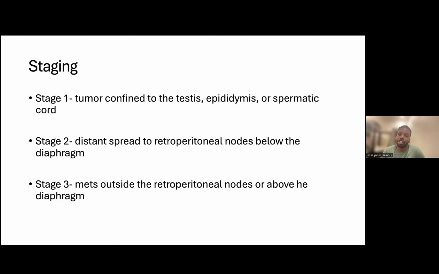Now, it's usually staged with three main stages. Tumor stage 1, the tumor is confined to the testes, epididymis, and spermatic cord. Stage 2 has distant spread to retroperitoneal nodes below the diaphragm. And then stage 3 has mets outside of the retroperitoneal nodes or above the diaphragm.